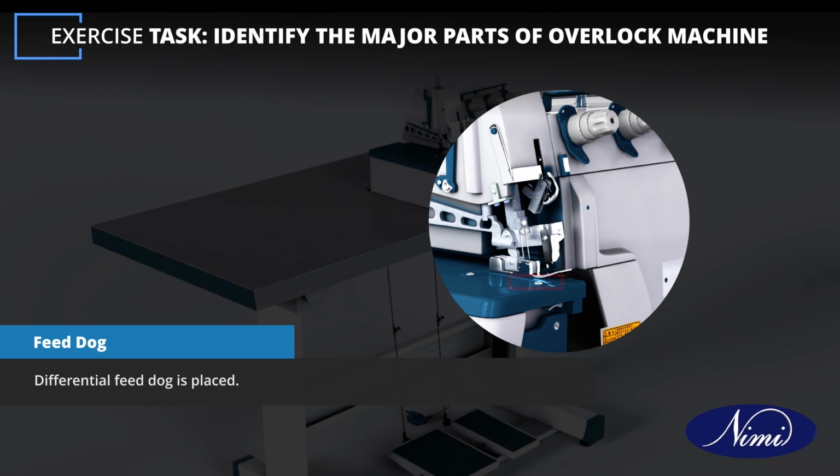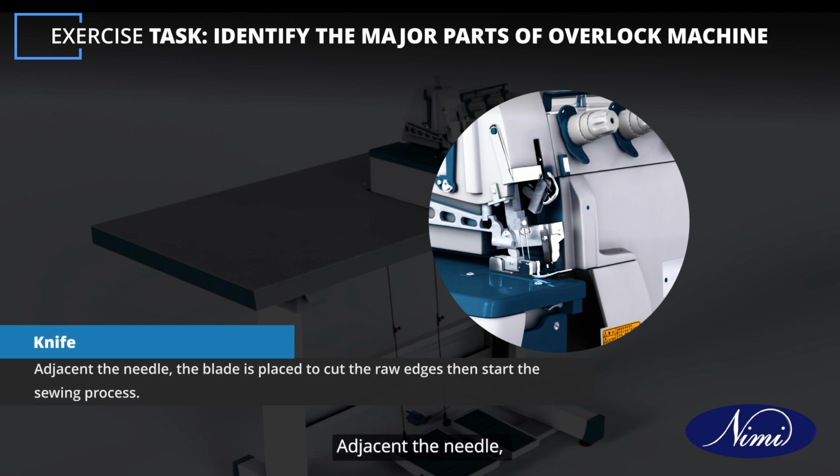Feed dog. Differential feed dog is placed. Knife. Adjacent the needle, the blade is placed to cut the raw edges, then start the sewing process.